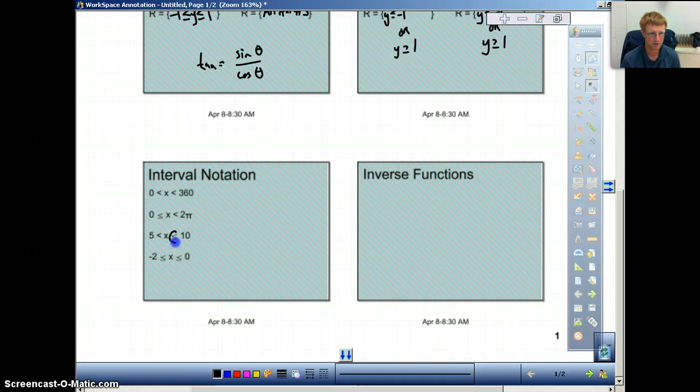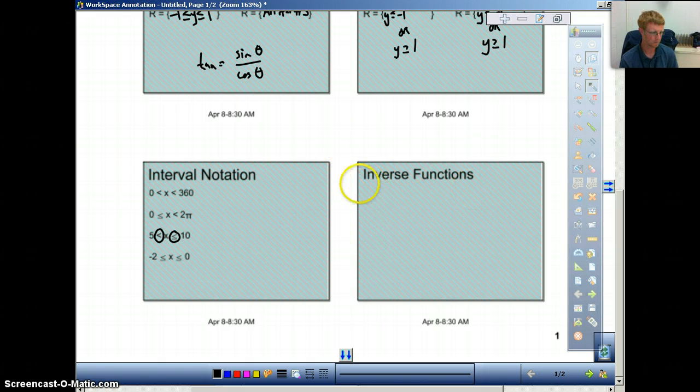Now, make sure you pay attention to these. In this case, it means that 5 is not included in the graph, but on this one, it means that 10 is included. So if it has an equal sign on the bottom, it means that it is included in the graph. Okay? So just get used to this because it's going to be important moving forward because it defines where the graph will be and where we're going to be showing the graph.